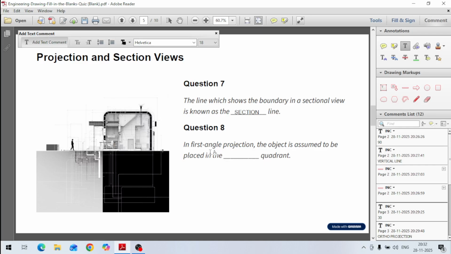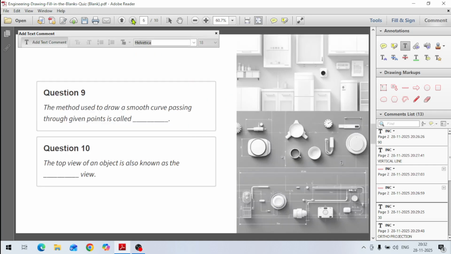Next question is: in first angle projection, the object is assumed to be placed in the first quadrant. Very simple. In first angle projection, the object is placed in the first quadrant only. You write down here, first quadrant. Okay.